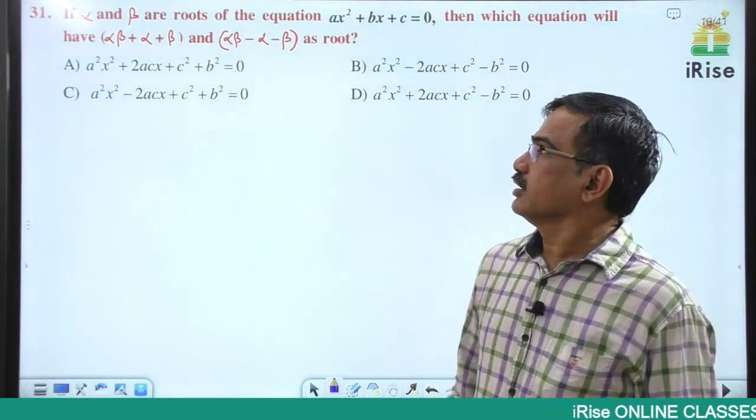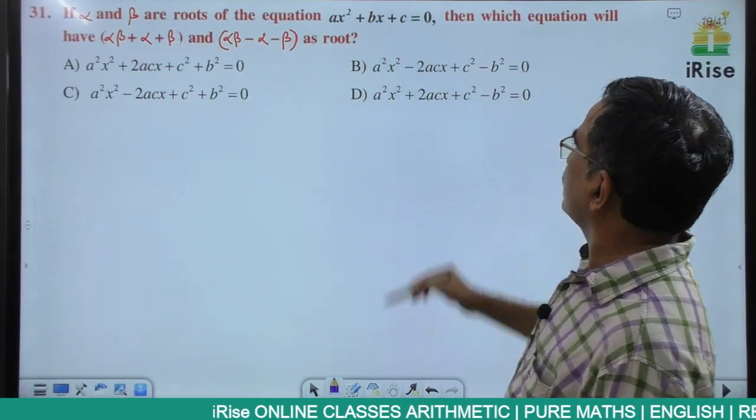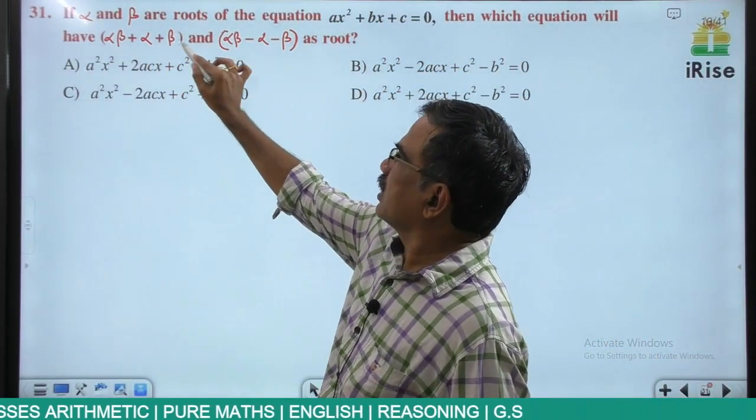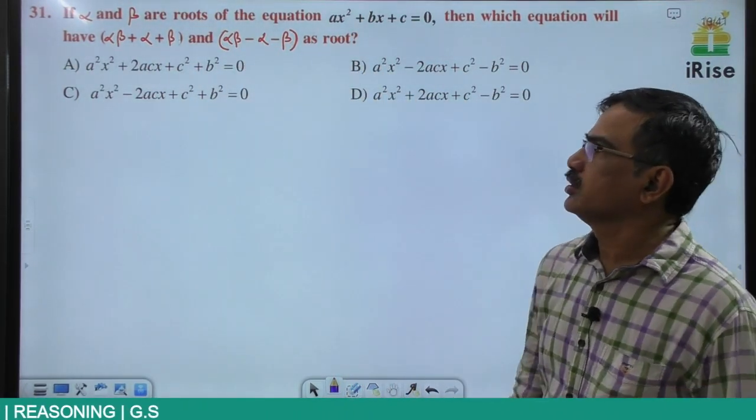See the next question. If alpha, beta are the roots of the equation ax square plus bx plus c equal to 0, then which equation will have alpha beta plus beta, alpha beta minus alpha plus beta as roots?